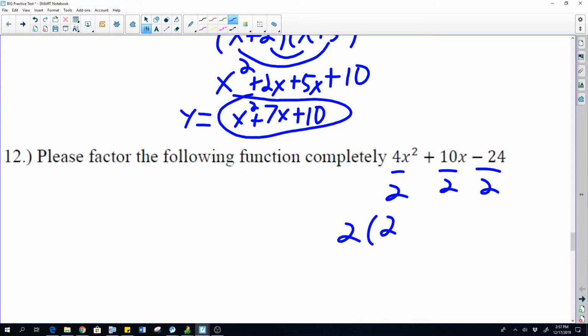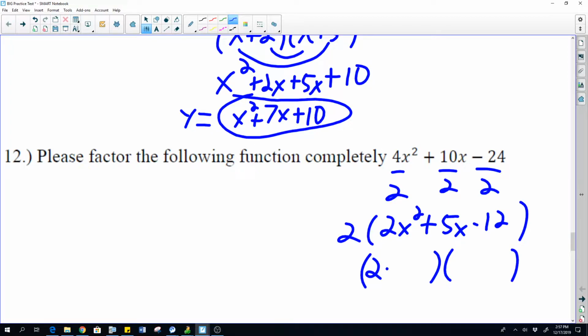So 4 divided by 2 is 2x squared, 10 divided by 2 is 5, minus 12. Nice. We can use the Xbox method or grouping method or guess and check, which might work just fine. So we have 2x and x. And then we have to think of 12. That's tricky, because 12 could be 1 and 12, 2 and 6, or 3 and 4. So lots to choose from, right?